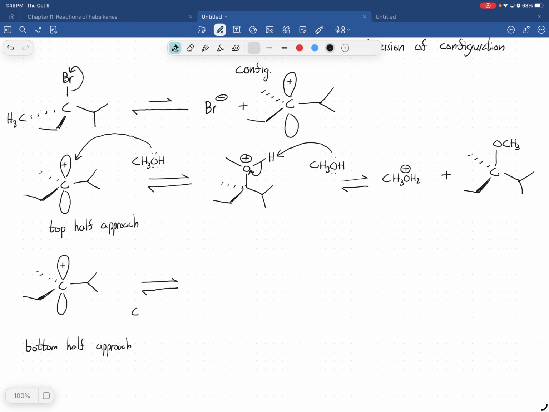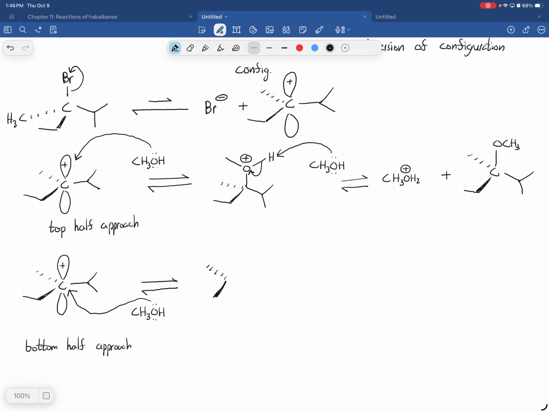All right, so say now CH3OH attacked from the bottom of the p orbital. So it's going towards the bottom half now. So that means it's going to form a bond coming out from the bottom half, and that's going to give you a different stereochemistry. Okay? So now we have boom, boom, boom, boom, boom. Okay.